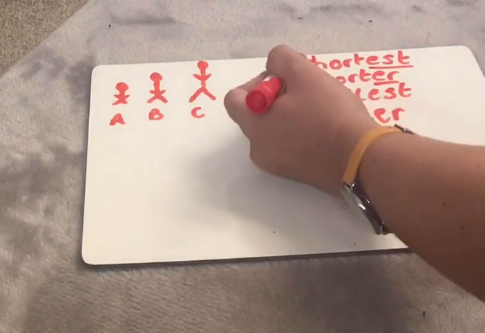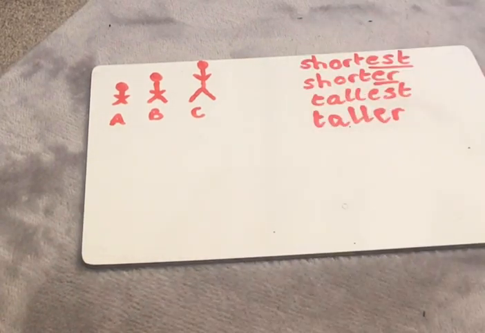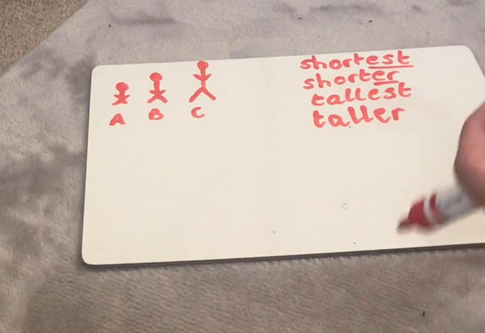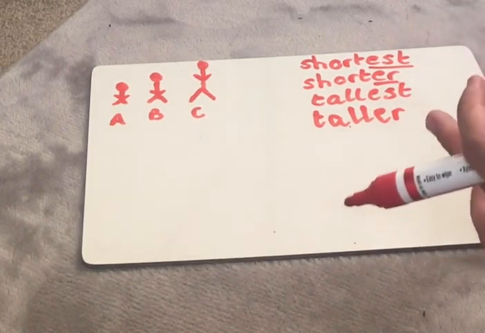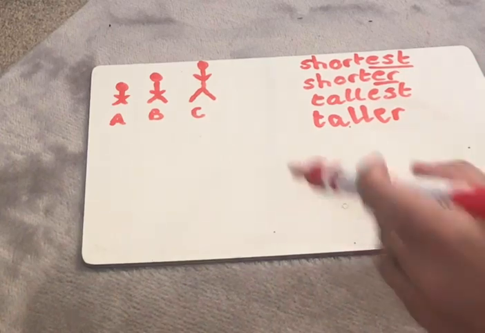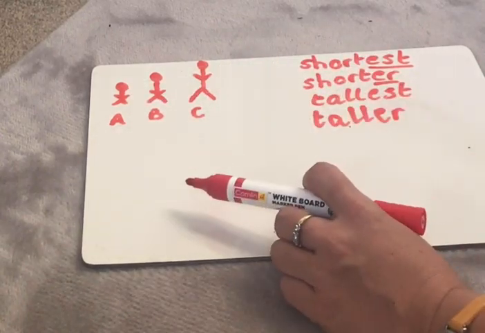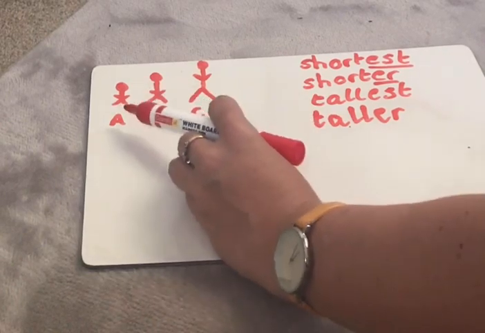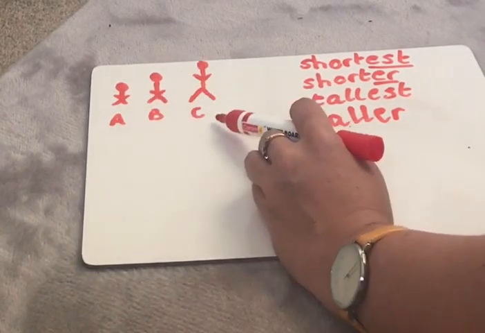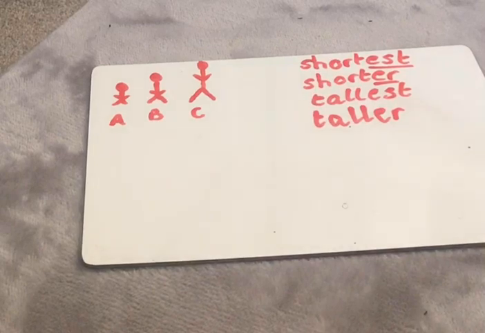So short and tall, these are called your root words, the original word, and the suffix is what we add on to the end. Now I've got three people here and they go up in order of height. So A is going to be the shortest, aren't they? And C will be the tallest. So I'm just going to write a few sentences for you to see how we can use these words in a sentence and how these suffixes work.